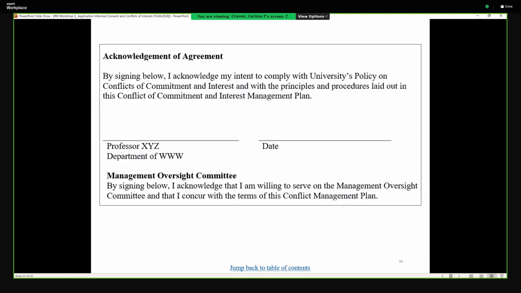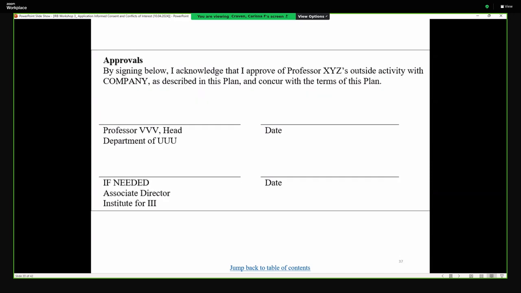And there's just an acknowledgement of the agreement. The investigator will sign, the management oversight committee will sign, the director, the dean, our office, someone will sign just to make sure that everything is in place. The professor, any sort of directors.